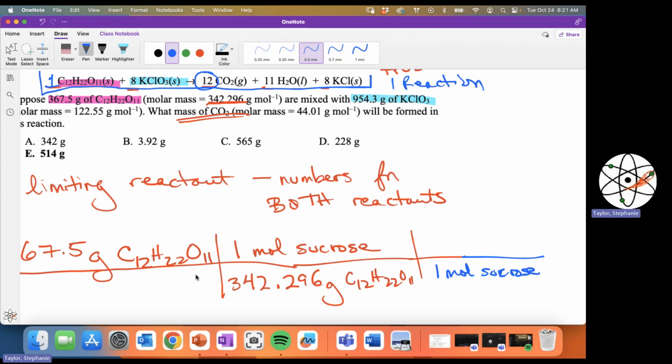So the nice thing is once we go from grams to moles, I'm just going to say that in 1 mole of sucrose, I have 1 reaction. This is going to let me identify the limiting reactant relatively quickly because all I'm actually doing is dividing by the stoichiometric coefficient. So grams to moles.